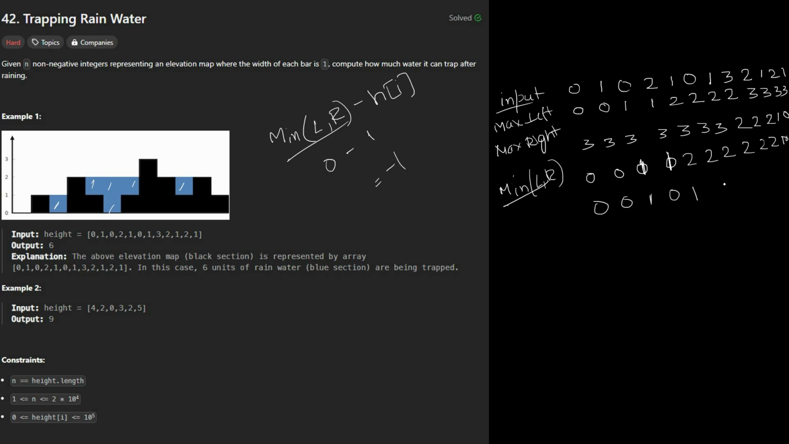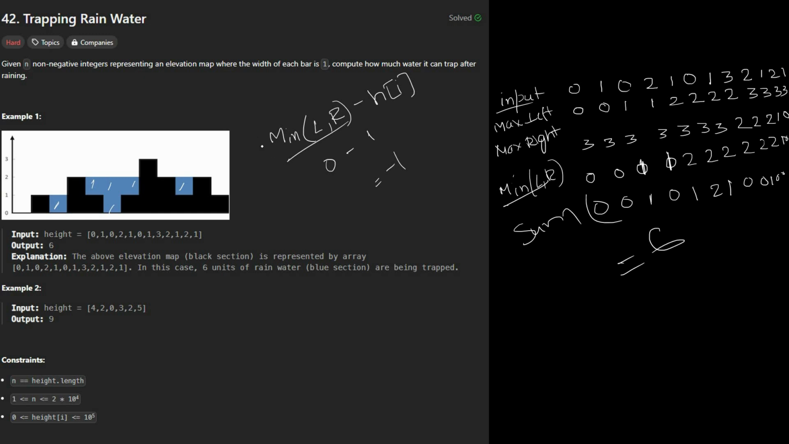2 minus 0 is 2. 2 minus 1 is 1. Then 2 minus 3 is -1, so 0. Again 1. 1 minus 2, 0 and 0. So if I do a summation of this entire list, we are going to get a value of 0, 1 plus 1 plus 2, 4. 4 plus 1, 6. So the value is going to be 6.